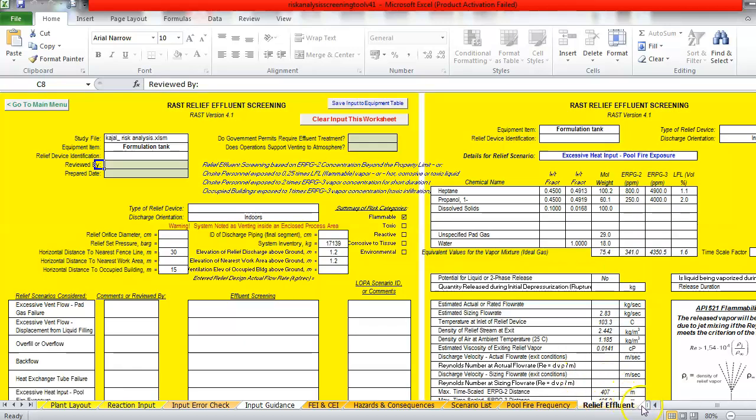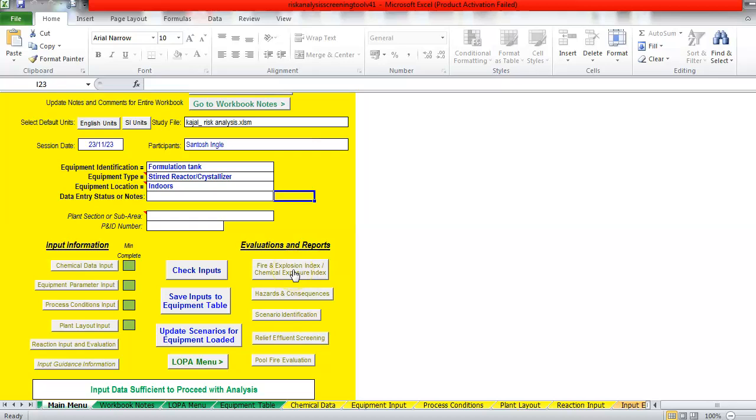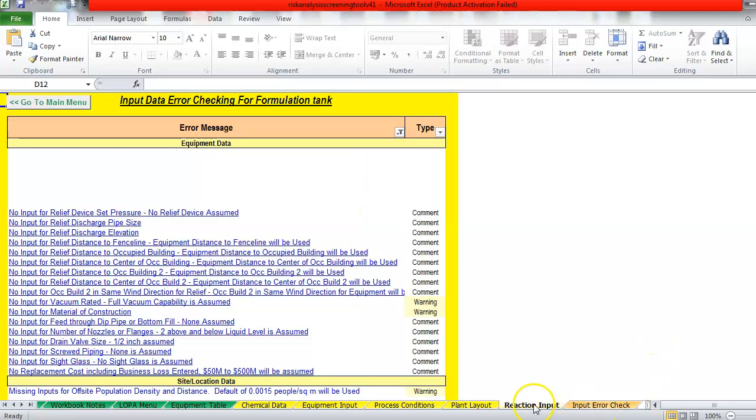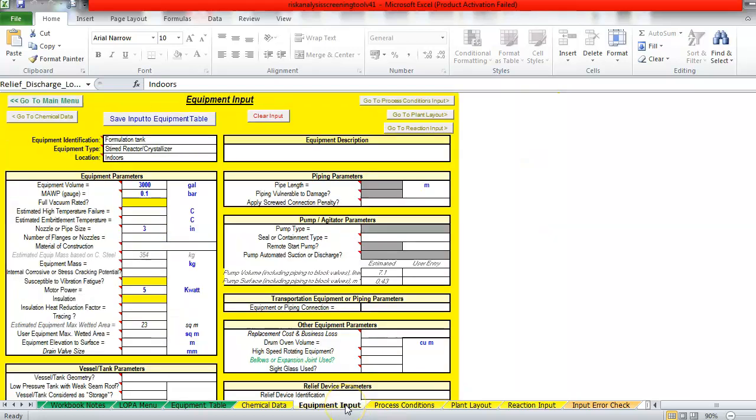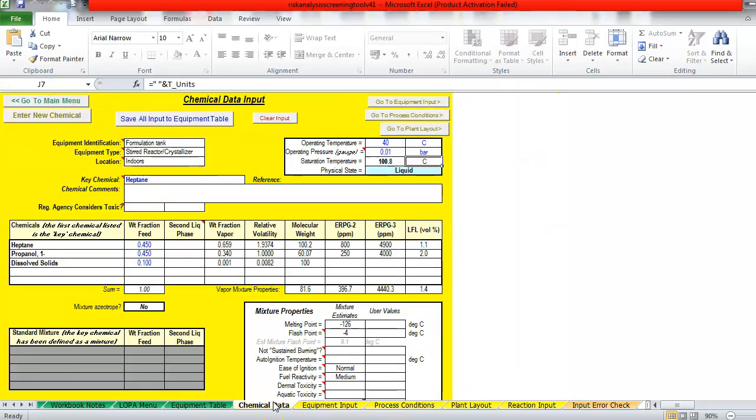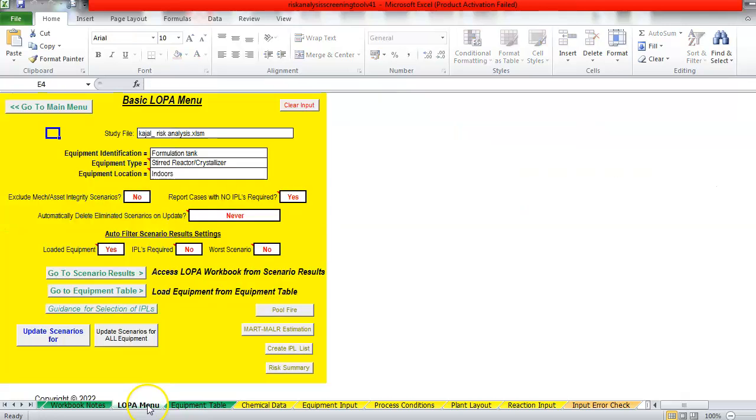Relief efficiency is also an important parameter. Basically, if you go to the main menu, these four, fire and explosion index, hazard and consequences, scenario and relief efficiency, are the most important reports that we generate here, and they are evaluated by the safety inspector and safety engineer, and analyzed accordingly. So in that way it is very important software. I have given a quick review of this software and its reports.